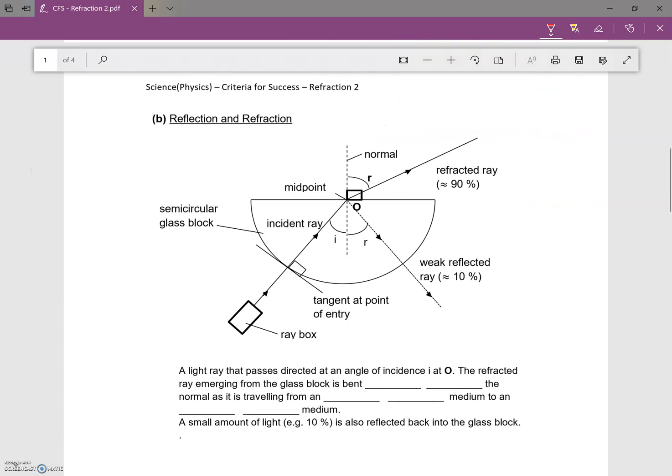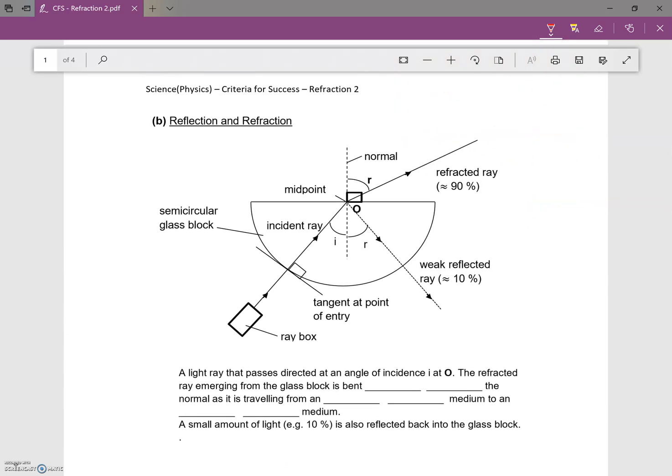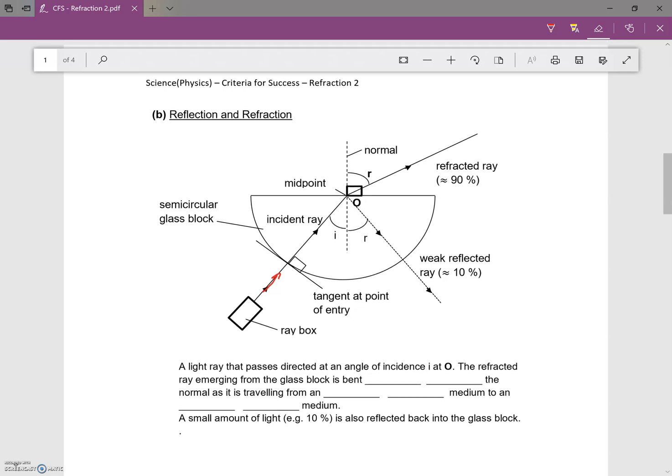The next one: instead of shooting from this point over here, we now shift the ray box over to this side so the light ray projects this way. So we have shifted it slightly. What happens now? Once again, at this particular point, there is no bending of light, but the light still slows down. Why is it so? Do take note, because it's traveling along the normal.